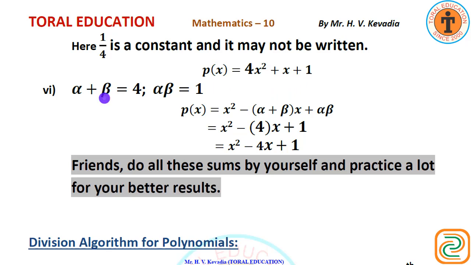The sixth number and the final of this exercise, alpha plus beta equals to 4, alpha into beta equals to 1. So p of x equals to x square minus alpha plus beta into x plus alpha beta. Alpha plus beta equals to 4. So we have taken here minus 4 plus 1. So x square minus 4x plus 1. In this way, we have completed exercise 2.2 and all the sums.